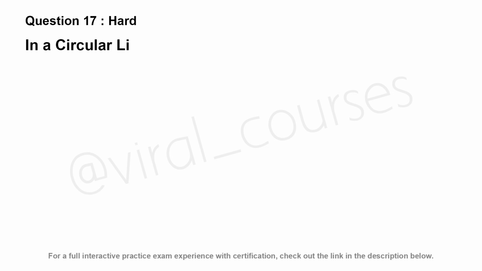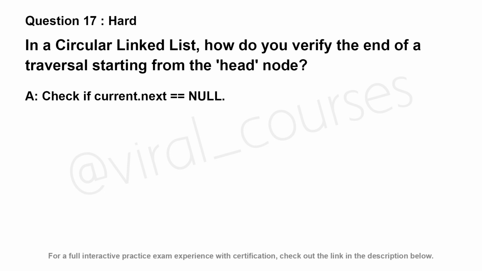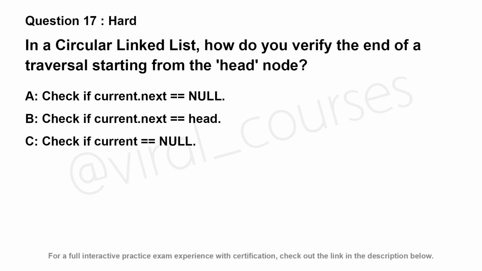In a circular linked list, how do you verify the end of a traversal starting from the head node? Option A. Check if current next equals null. Option B. Check if current next equals head. Option C. Check if current equals null. Option D. Check if current data equals -1.